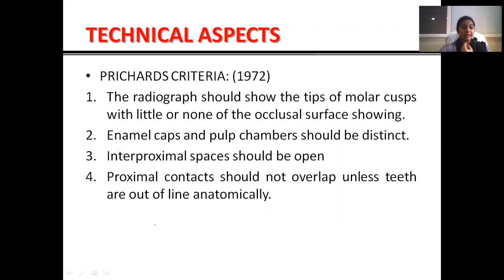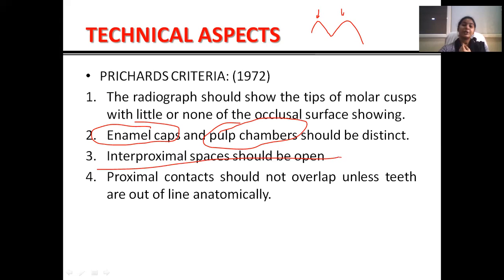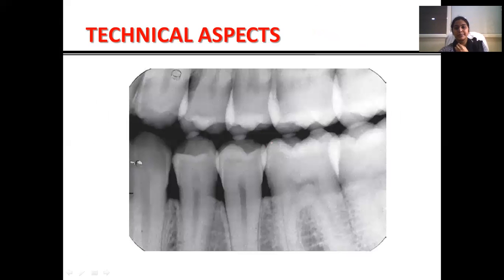Next, we have some criteria called Pritchard's criteria. Pritchard has given some criteria for an ideal radiograph. An ideal radiograph should show the tips of the molar cusps, whereas it should not show the occlusal surface. There should be distinct visibility of the enamel caps and the pulp chambers. The interproximal spaces should be open. There should not be overlapping between the two teeth. So here in this picture you can notice the overlapping of the interproximal spaces. It should not appear like that.